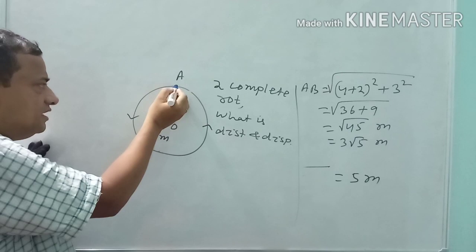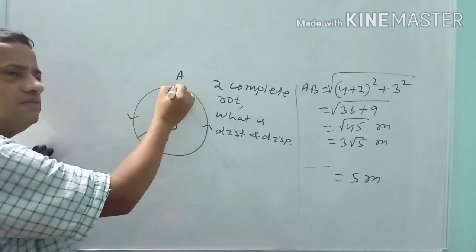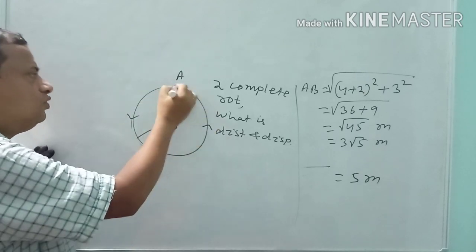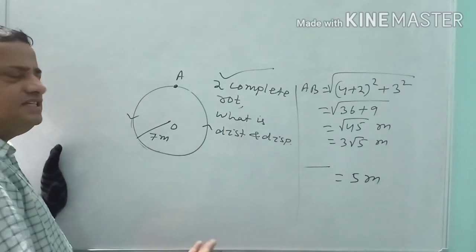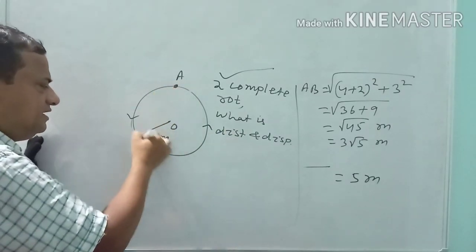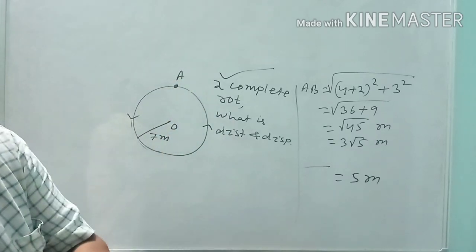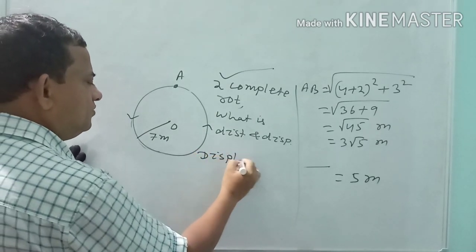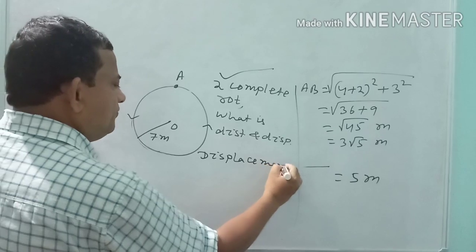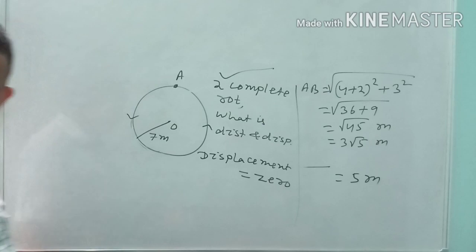So you see, this is the starting point. One revolution, two revolutions. So in two revolutions, what is the displacement? 0, because the starting point and ending point are the same after two revolutions. So here displacement is equal to 0. But what is distance?